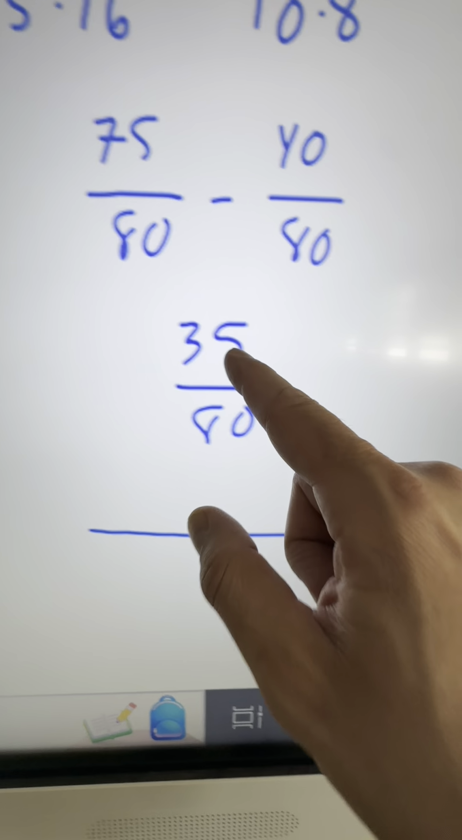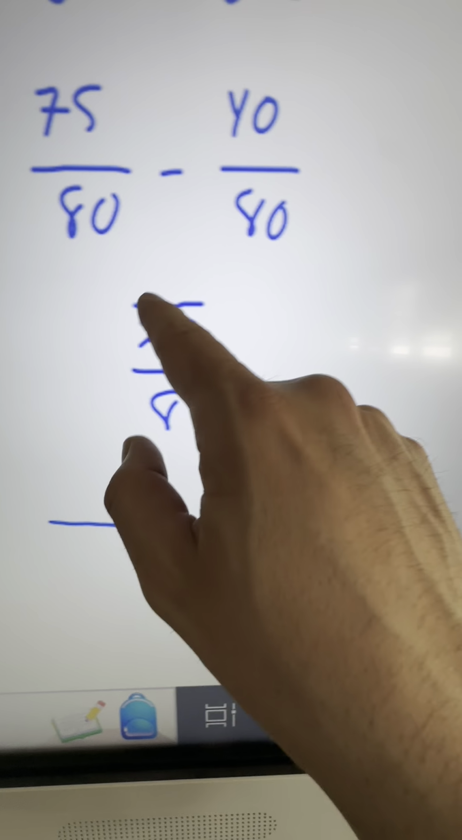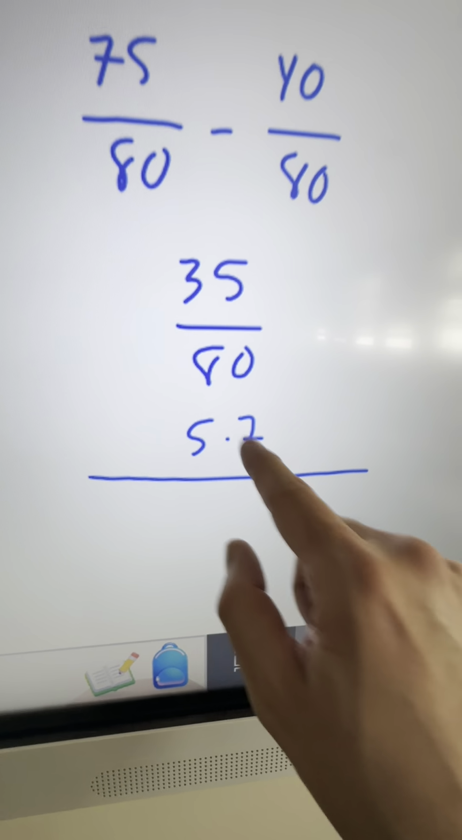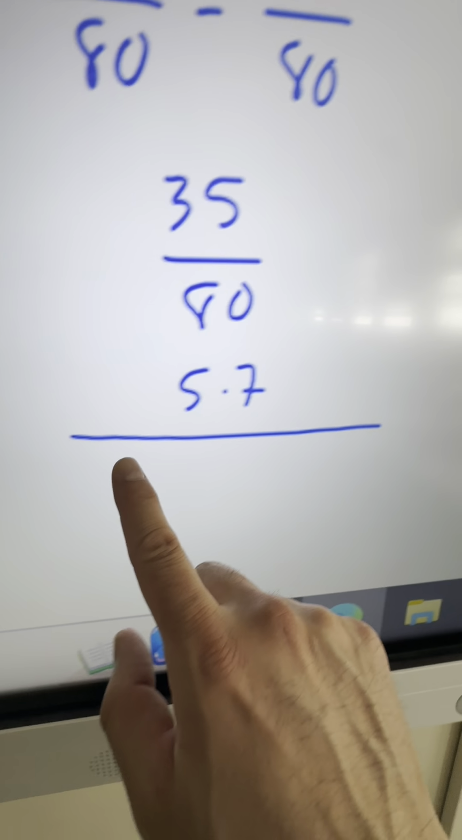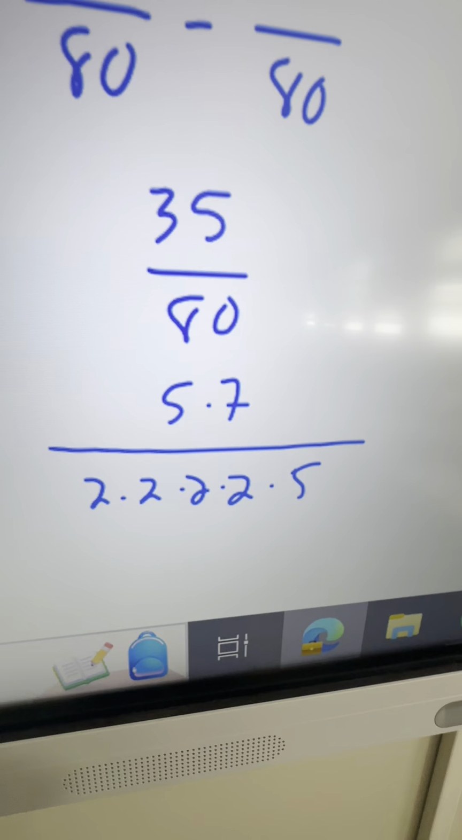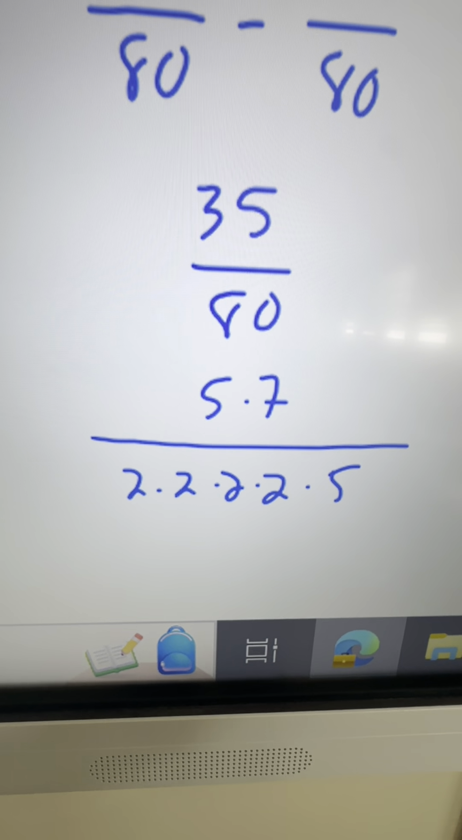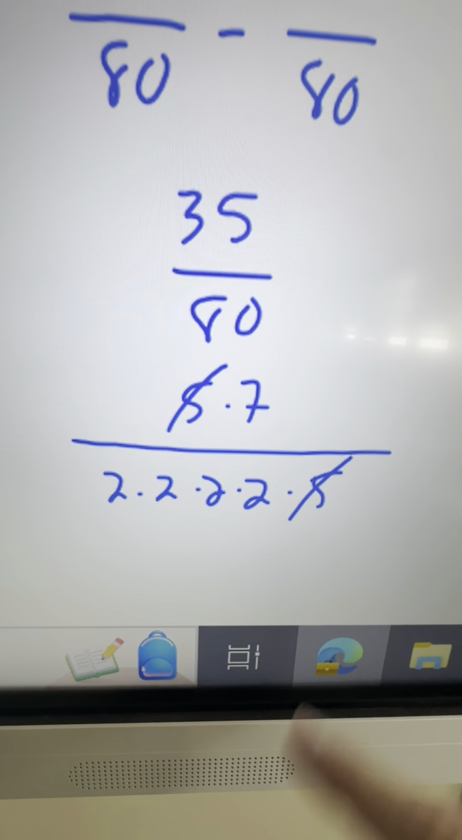Now I go back to my problem, and I'm going to replace the 35 with the prime factors. Same thing for 80. So this one was 5 times 7 for the numerator. My denominator was 2, 2, 2, 2, 5. So there's 4 2s, 1, 2, 3, 4, and 1 5. So now all we have to do is look for common factors, which I do have a pair of 5s in common, and that's it.